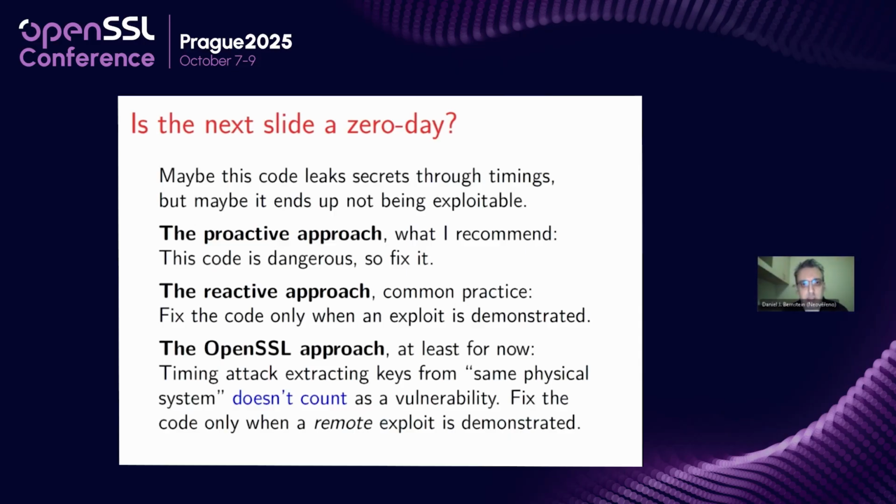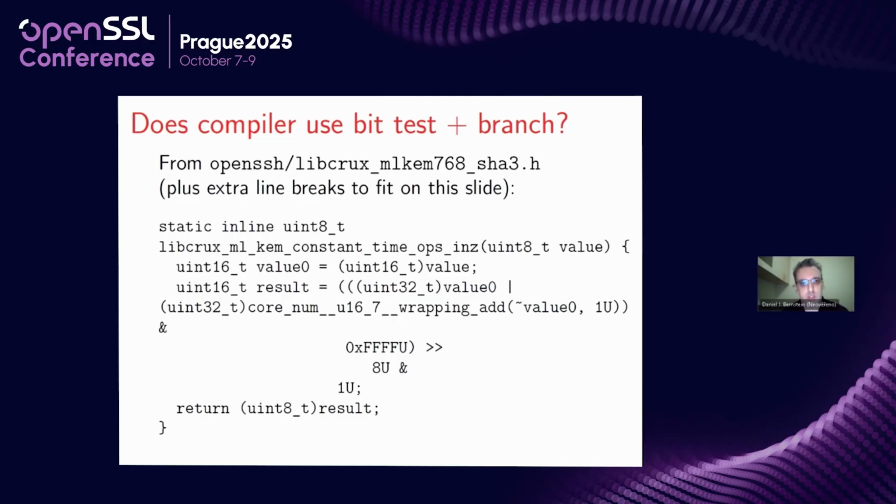Let me show you the code that I'm talking about. This is from OpenSSH, from a file called libcrux_mlkem768_sha3. You know what ML-KEM, OpenSSH and SHA-3 are. Libcrux is a cryptographic library, which is the source of this code. I'm not going to go through all the code. I just want to focus on the last two computations. There's a shift right by 8, and then there's an AND with 1. Well, I say then because I remember the C precedence rules. I would put more parentheses into this to make it clear that it's shifting right by 8 and then doing AND 1.